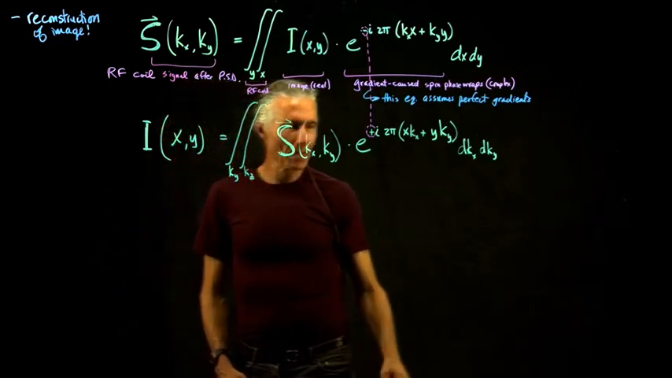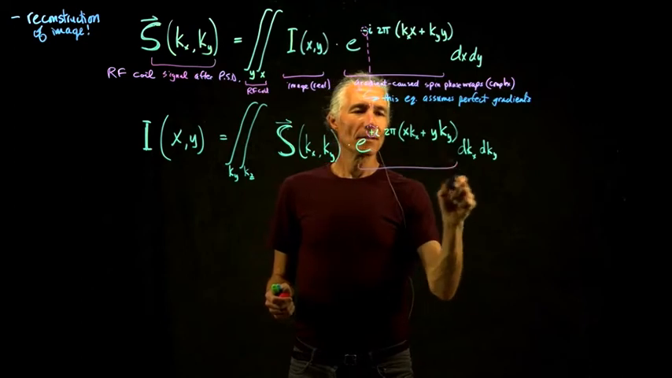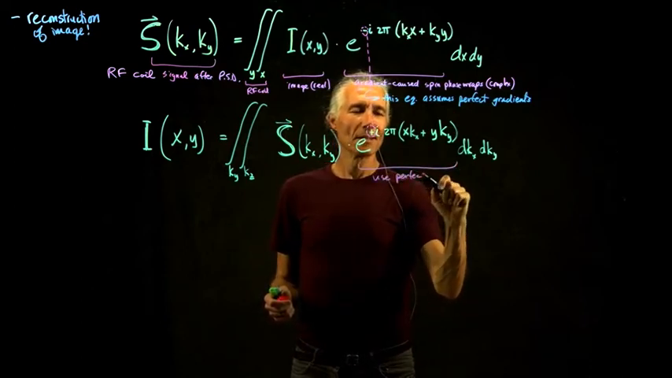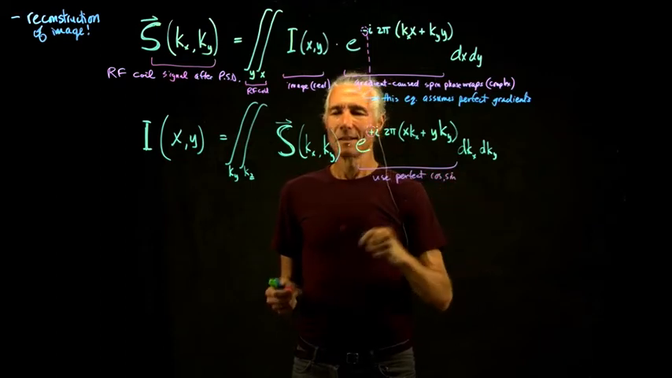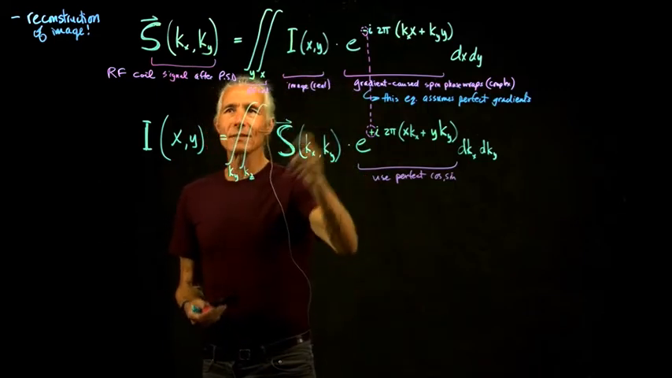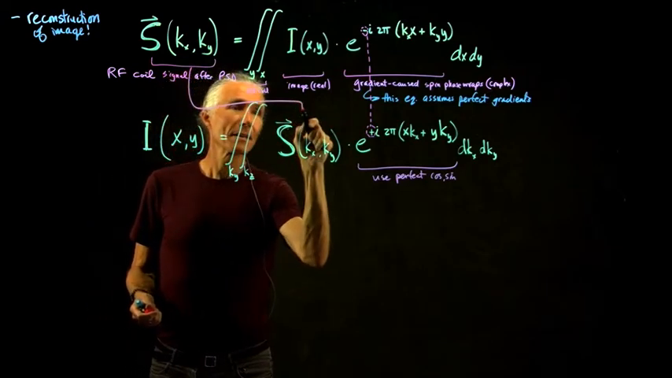So the important thing here is that we use perfect cosines. And so where did this thing come from? Well, that's basically just that.